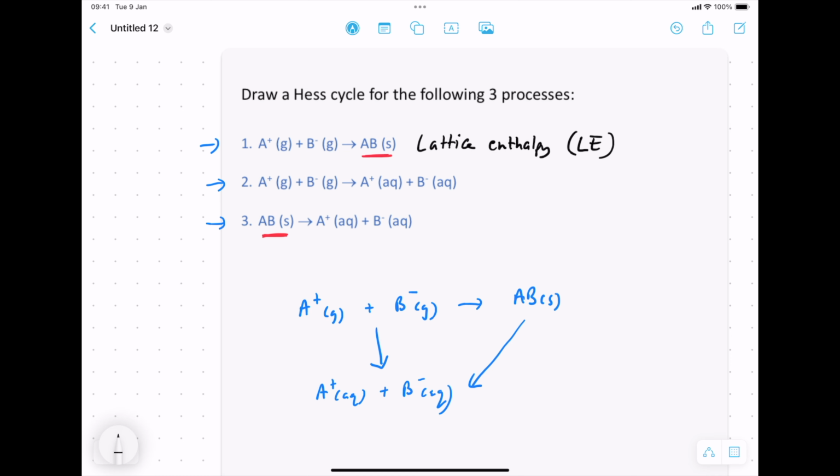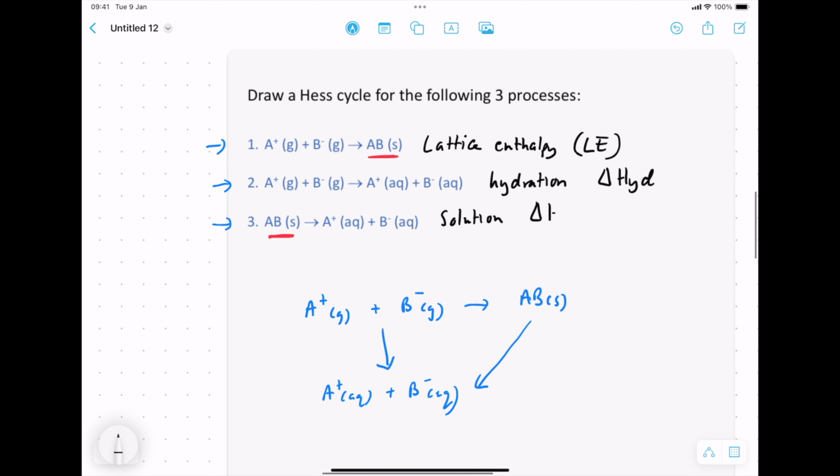Then the second process is the gaseous ions becoming surrounded by water molecules. That is the enthalpy of hydration, which I'm going to write as delta H hyd. And then number three is the solid compound, or the salt, dissolving to form aqueous ions, in other words, dissolving a salt in water. So that's the enthalpy of solution, which I'm just going to write delta H sol. I'm going to use these shorthand notations to create this equation, but before I do that, let's put the labels in. So this one is LE, this one going down is hyd, and this one is the solution.